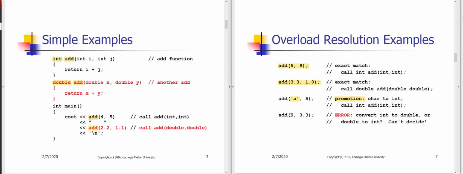On the other hand, in this last example where we have an int and a double, the compiler considers it equally valid to convert the 5 to a double precision 5.0, or to convert the double precision 3.3 to an int 3. And since there are 2 equally valid choices for the compiler to make here, you get an error if you try to compile this call of the add function, assuming that these are the only 2 possible definitions of add that are available.